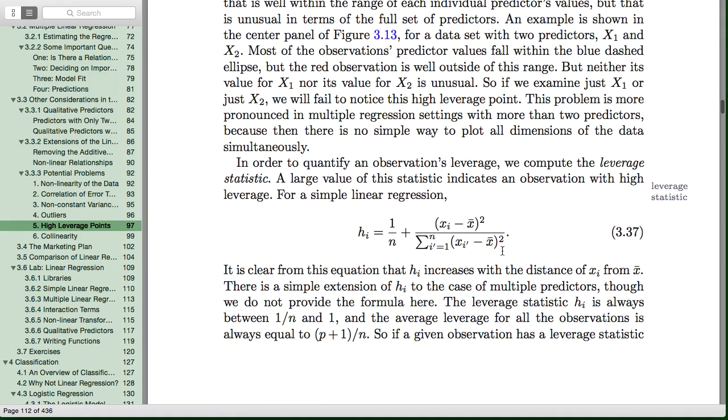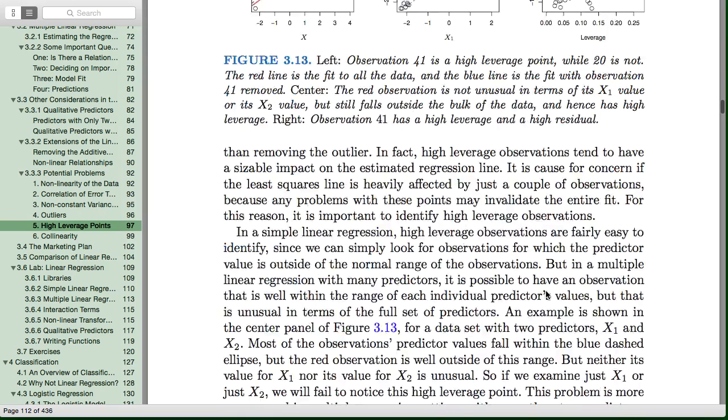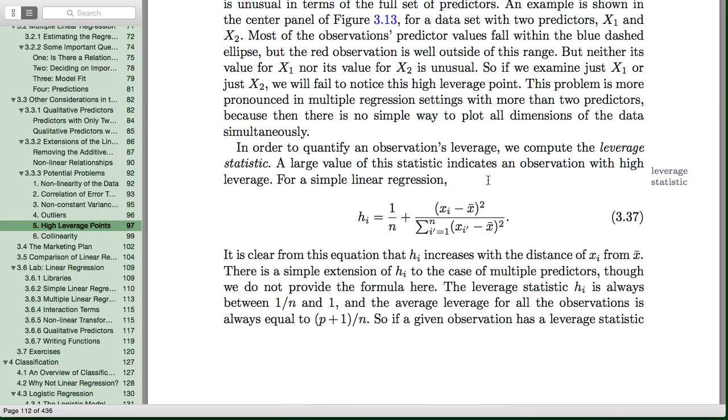Oh, and how do you know that it's a high leverage point? Looking at the graph is not enough. If you have some outliers and you suspect high leverage points, you can actually calculate leverage, and this has an average value of p over n, where p is the number of dimensions plus 1. So on average, that will be the leverage of any given point.